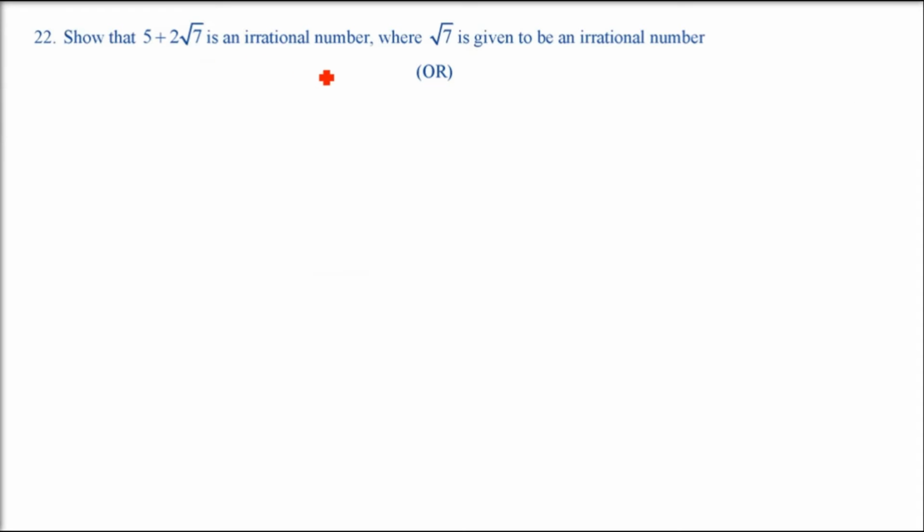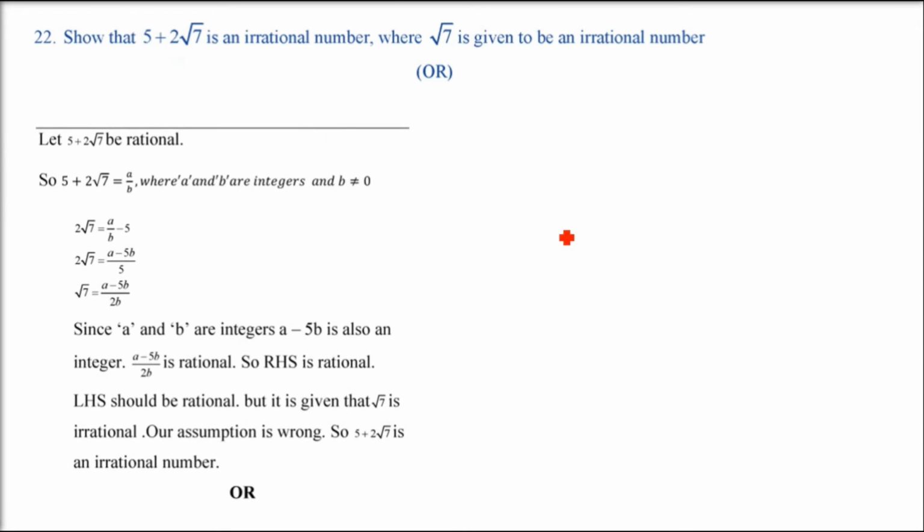Show that 5 plus 2 root 7 is an irrational number, where root 7 is given to be an irrational number. So this is already given to you that root 7 is irrational. By this, prove that 5 plus 2 root 7 is also an irrational number. So what we do here, we assume that 5 plus 2 root 7 is a rational number. Then we will contradict it. Any rational number will be of the form p by q or a by b, where a and b are integers and b cannot be 0. This is how you define a rational number.